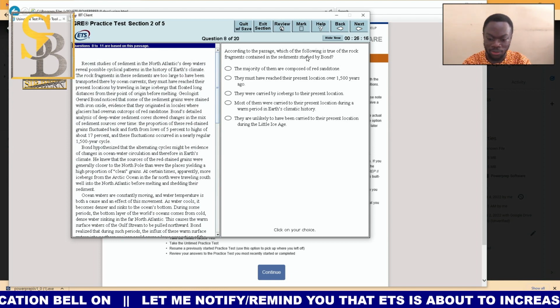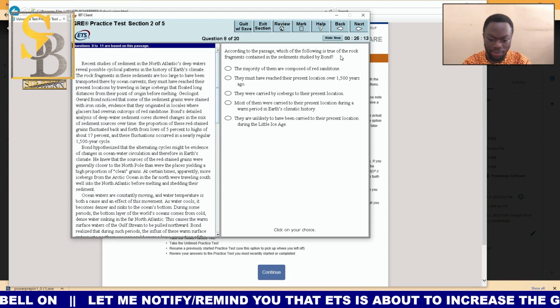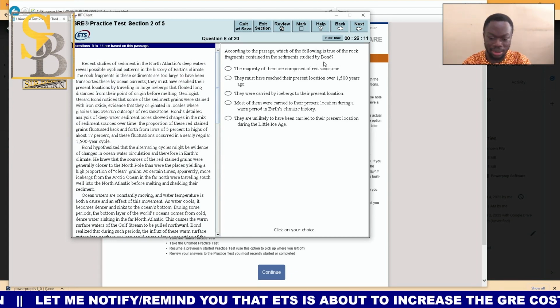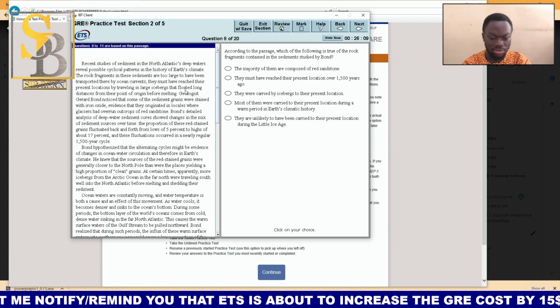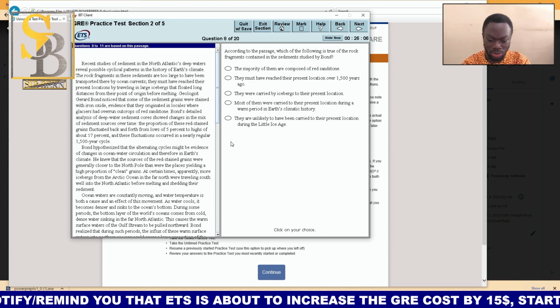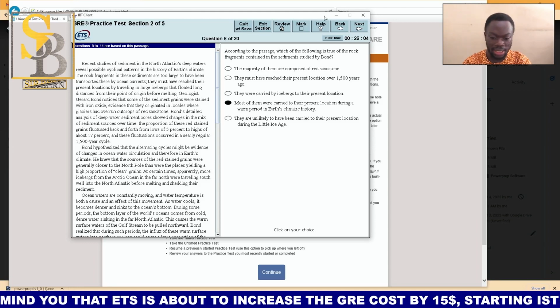So according to the passage, which of the following is true of the rock fragments contained in the sediment studied by Bond? So Bond studied rock fragments, he says something. So which one is true? You think it is this, you choose the answer.